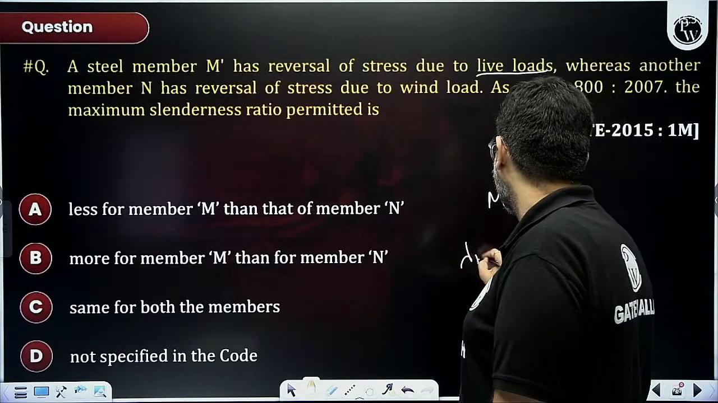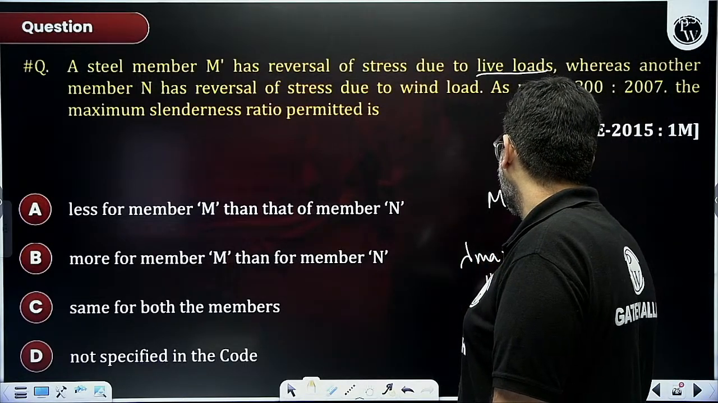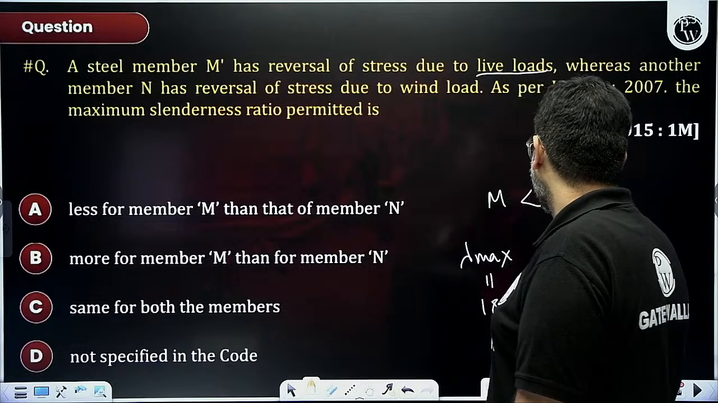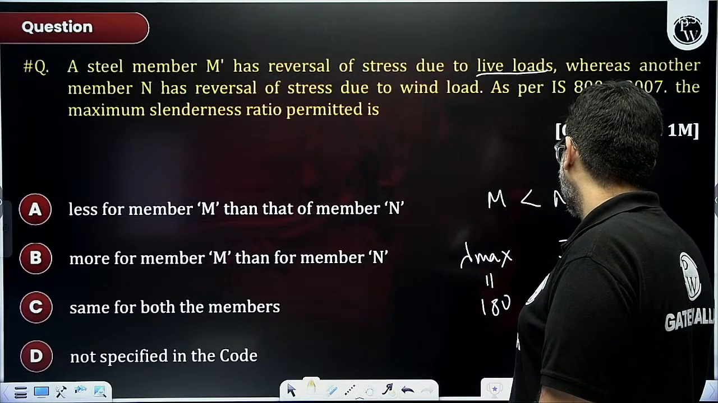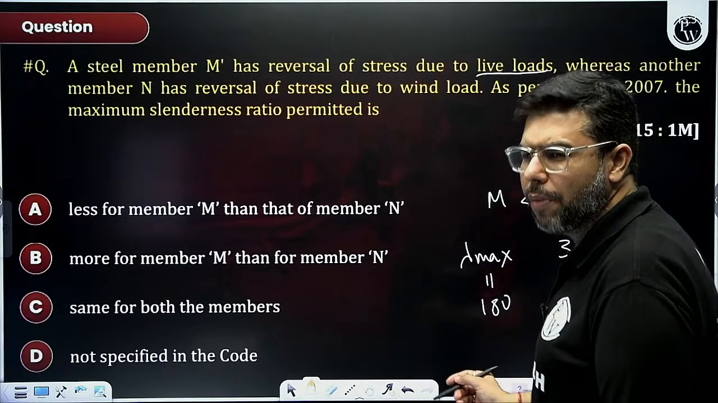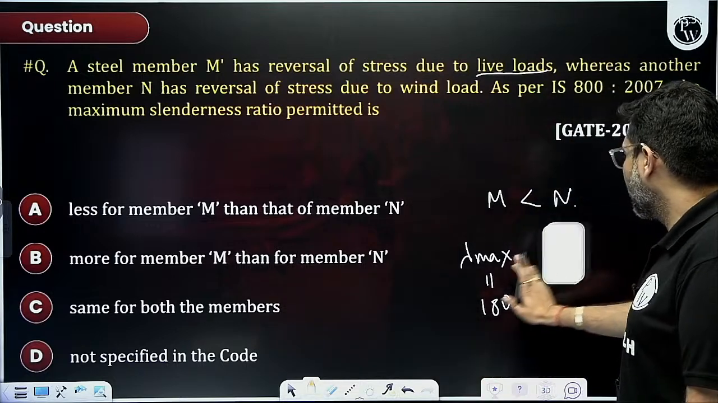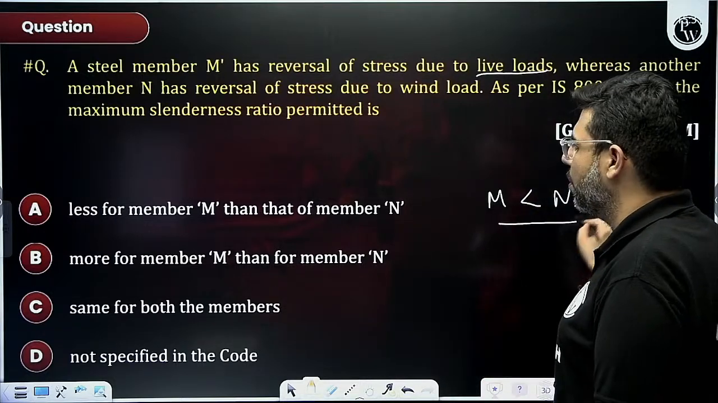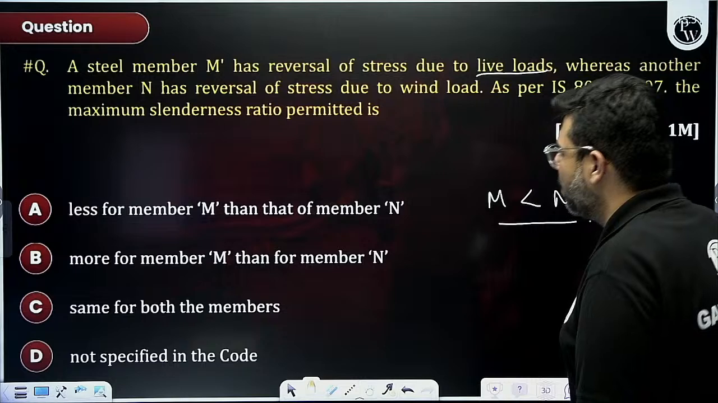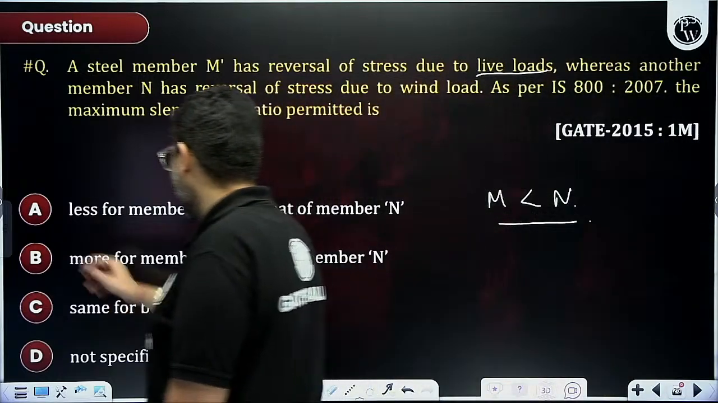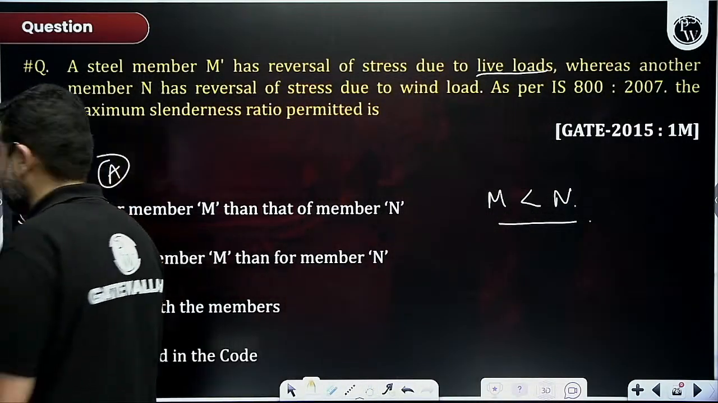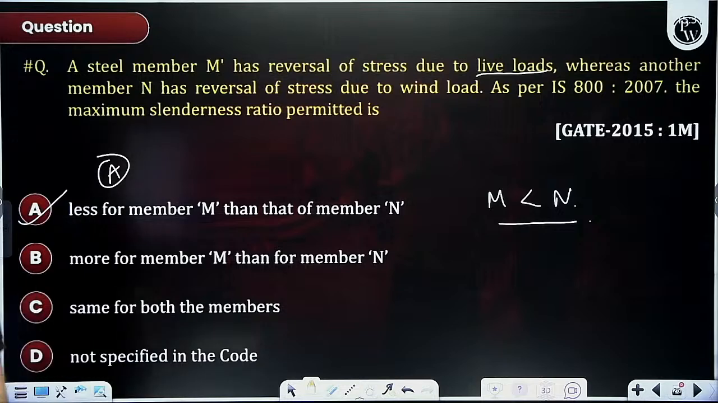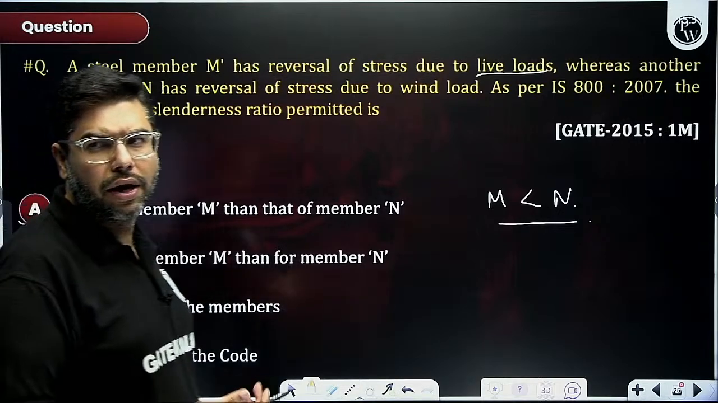Lambda max is how much here? Lambda max is 180, you remember? And for tension member, here it is, I guess, 300 or 280. You remember the number? So I can say that lambda max for N would be more, and less for member M than that of member N. Yesterday only we have seen this. A is the correct answer. N is 250 for compression member and 300 I guess for tension member.